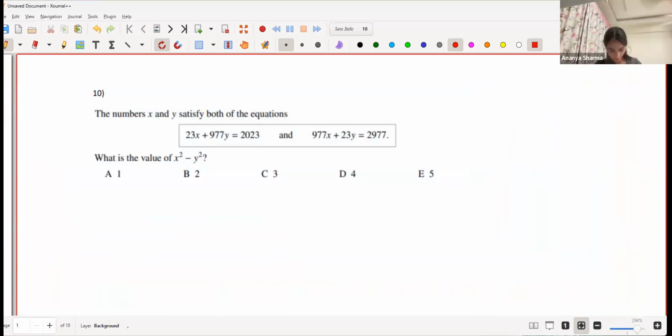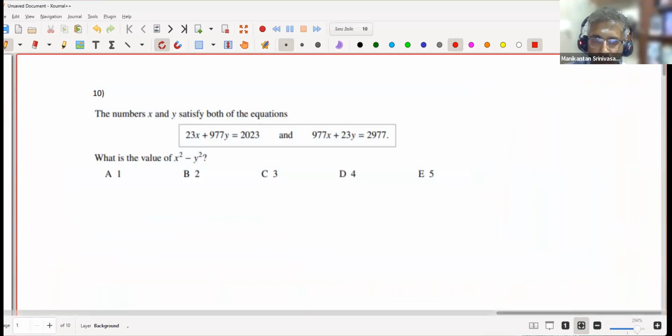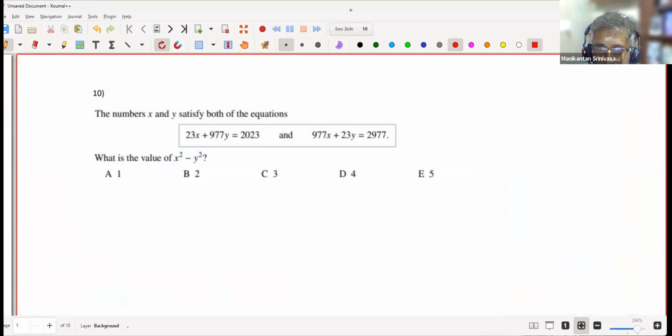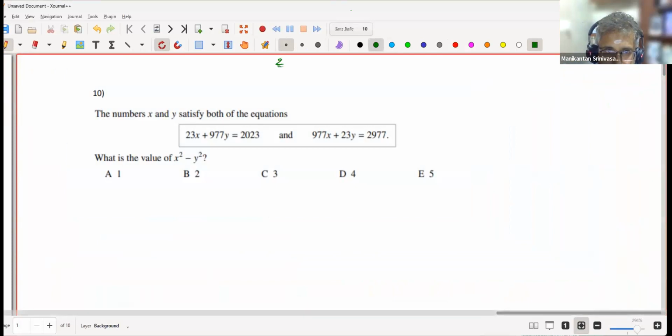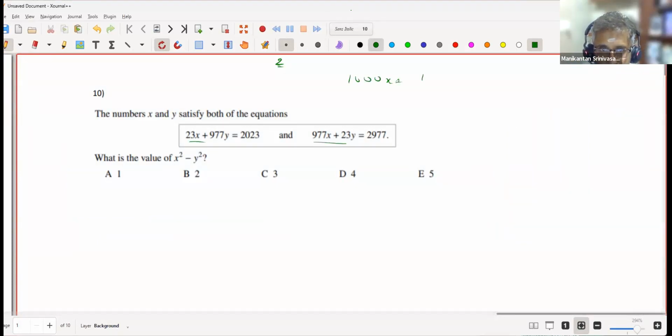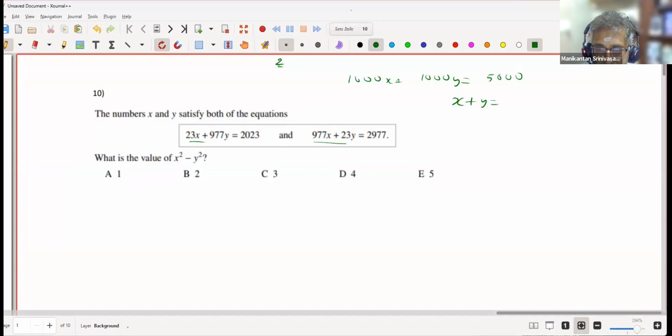The 10th one, I think I got 5. Yes. I also got 5. Okay. All right. So hope you guys did it efficiently. I can see the numbers are all very tempting to add to get 1000, right? So if I add this equation and this equation, I get 1000x plus 1000y equal to 5000, right? So x plus y is 5. And then you can also subtract to get x minus y is 1.